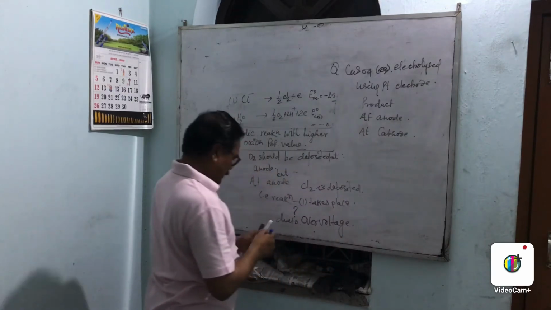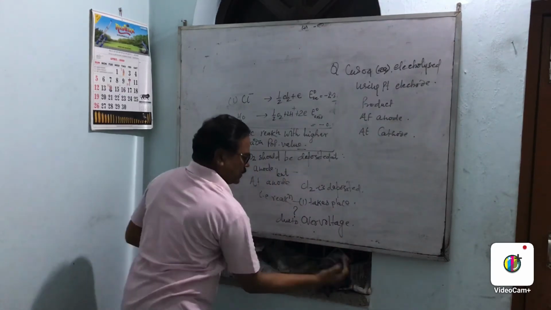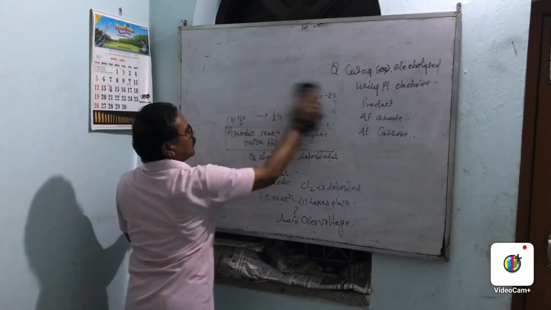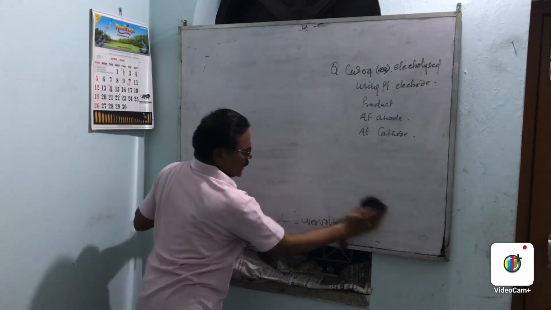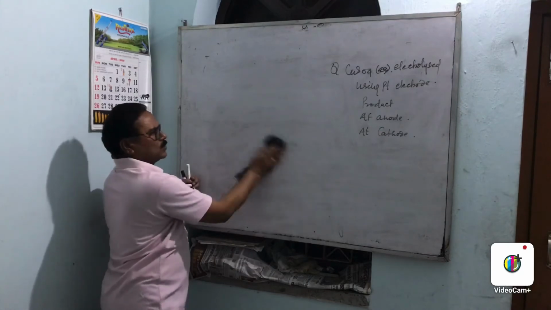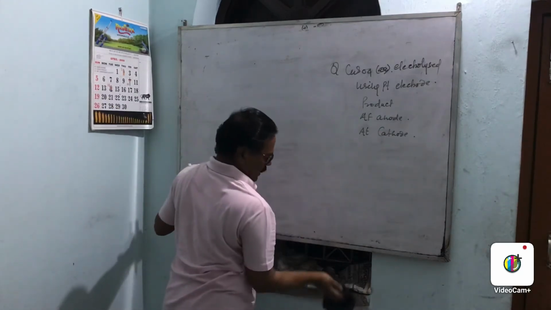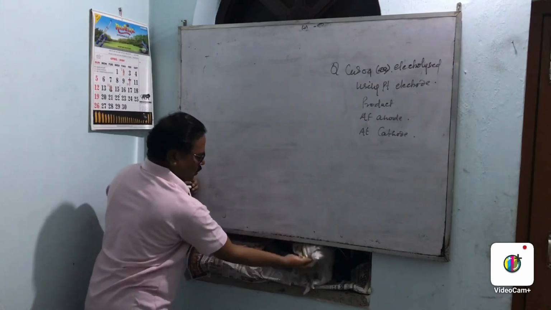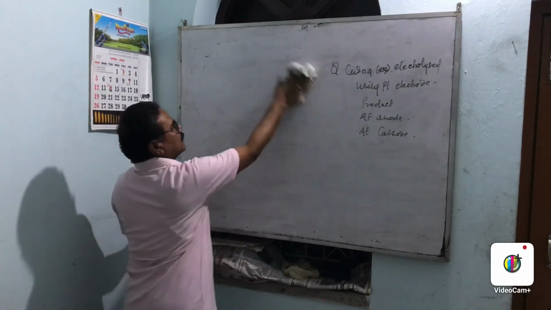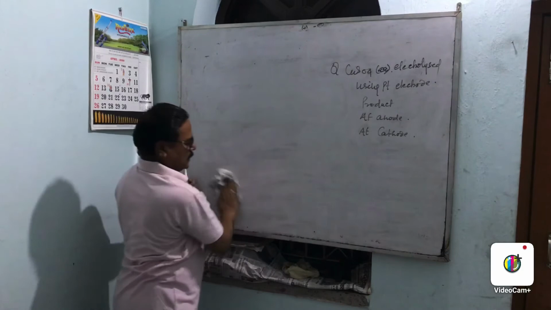Now we erase it completely. There is a lack of ink, so it is not very clear, because the ink is going to be sorted and the market is also closed. That's why the problem arises.